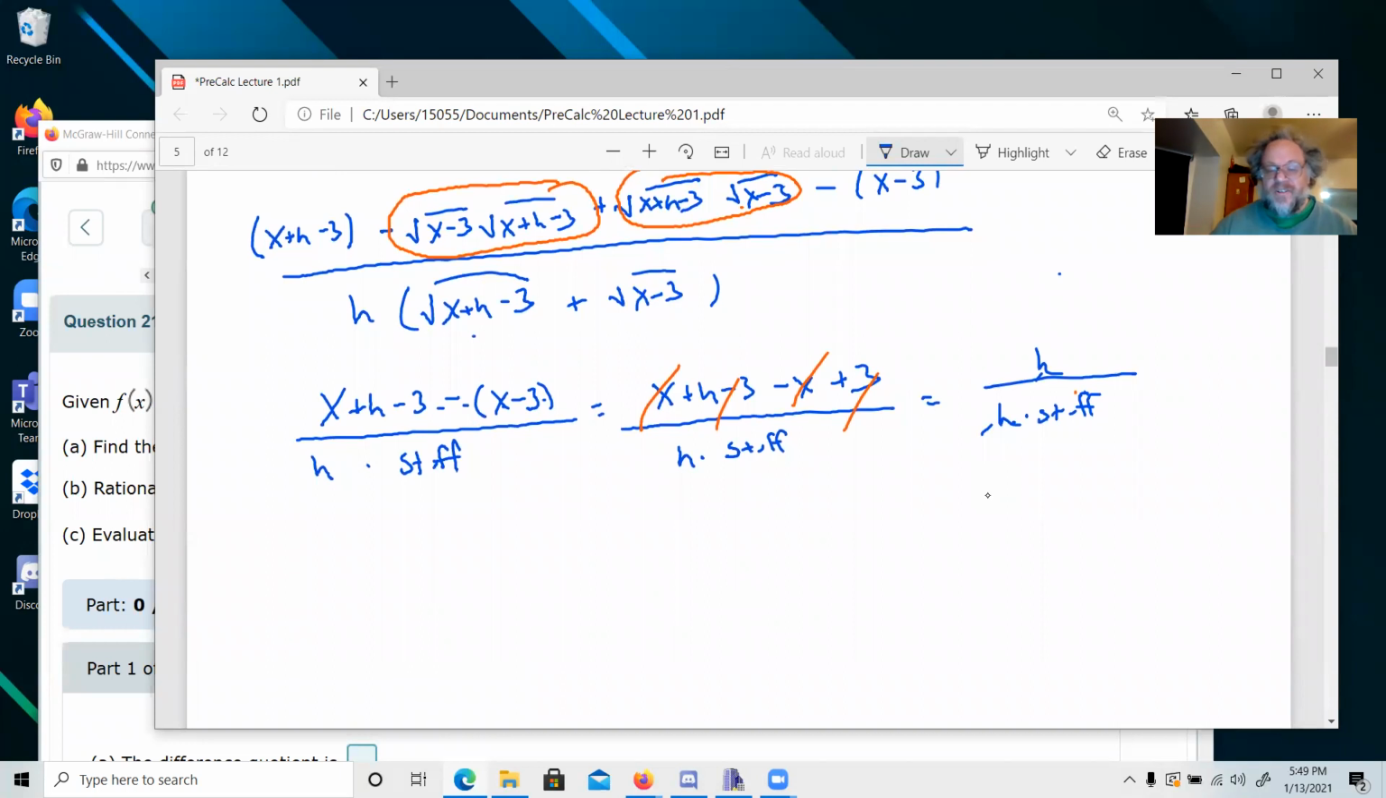All right, so what do we have? We have 1 over... You can't leave it as stuff. You can make a little notation so you don't have to carry it around all over the place, but you can't leave it that way. Oops, I have a minus 3.